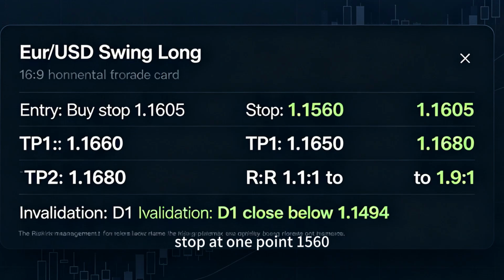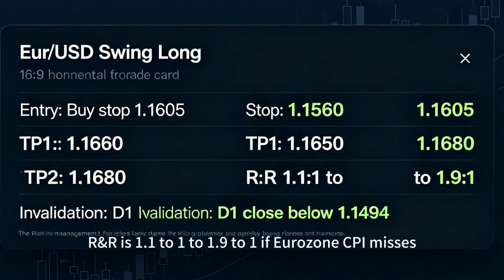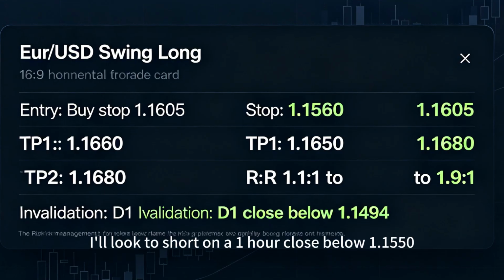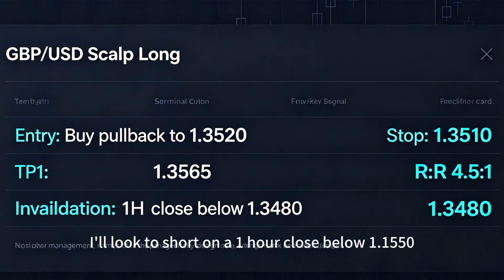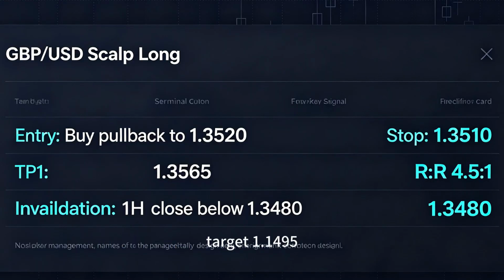Stop at 1.1560, TP1 at 1.1650, TP2 at 1.1680. R and R is 1.1 to 1 to 1.9 to 1. If Eurozone CPI misses, I'll look to short on a 1-hour close below 1.1550, target 1.1495, stop 1.1585.